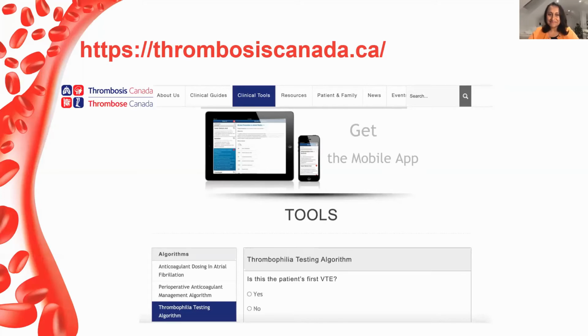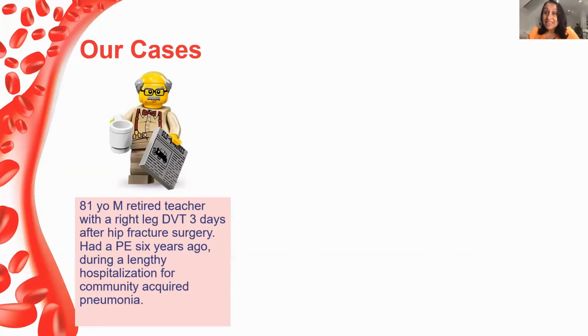Next slide, please. All right, our first patient. So this is an 81-year-old retired high school teacher who fell and sustained a hip fracture. Unfortunately, definitive repair of that fracture was delayed by a few days. He was in hospital and he did not receive VTE prophylaxis. Now, this man sailed through surgery, got prophylaxis afterwards, but then was diagnosed with a DVT 3 days post-op.